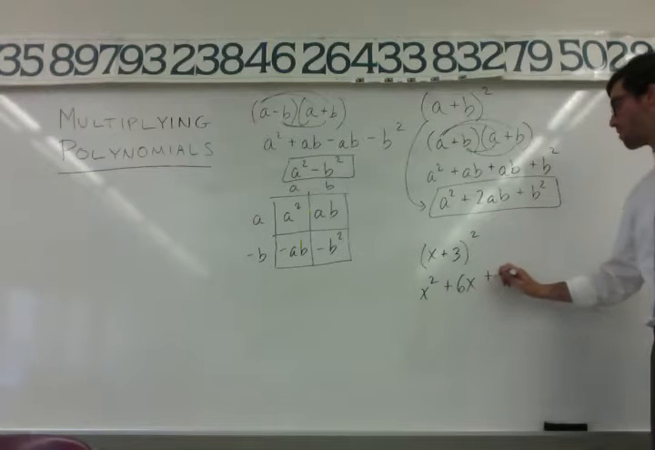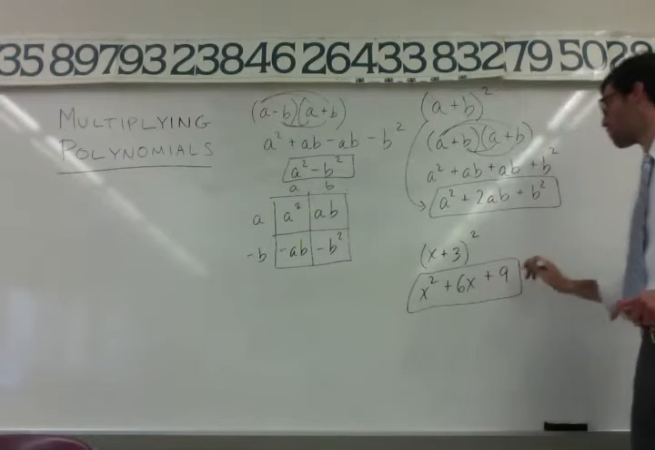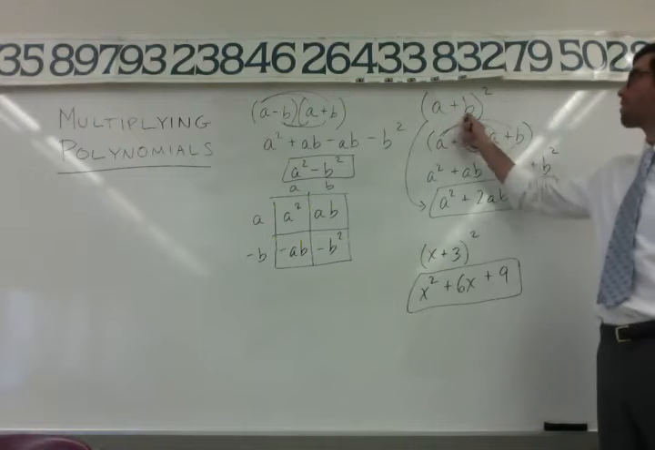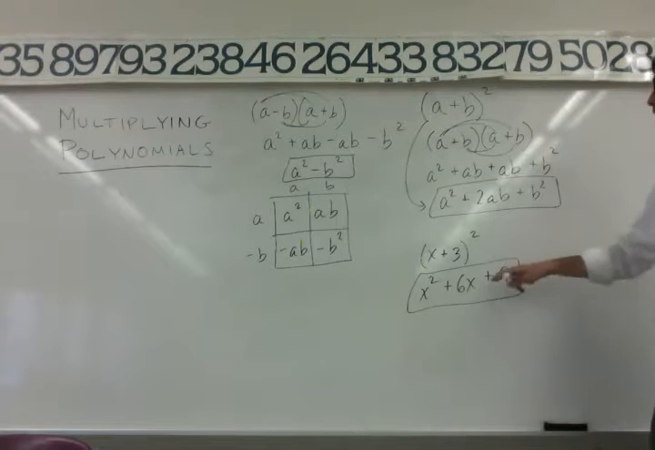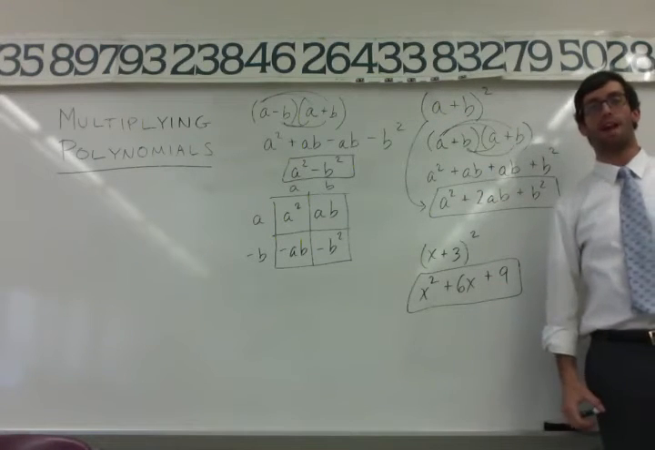3 squared is 9. So if you remember this sort of formula on how to handle a binomial squared, well, you can easily figure out any binomial squared.